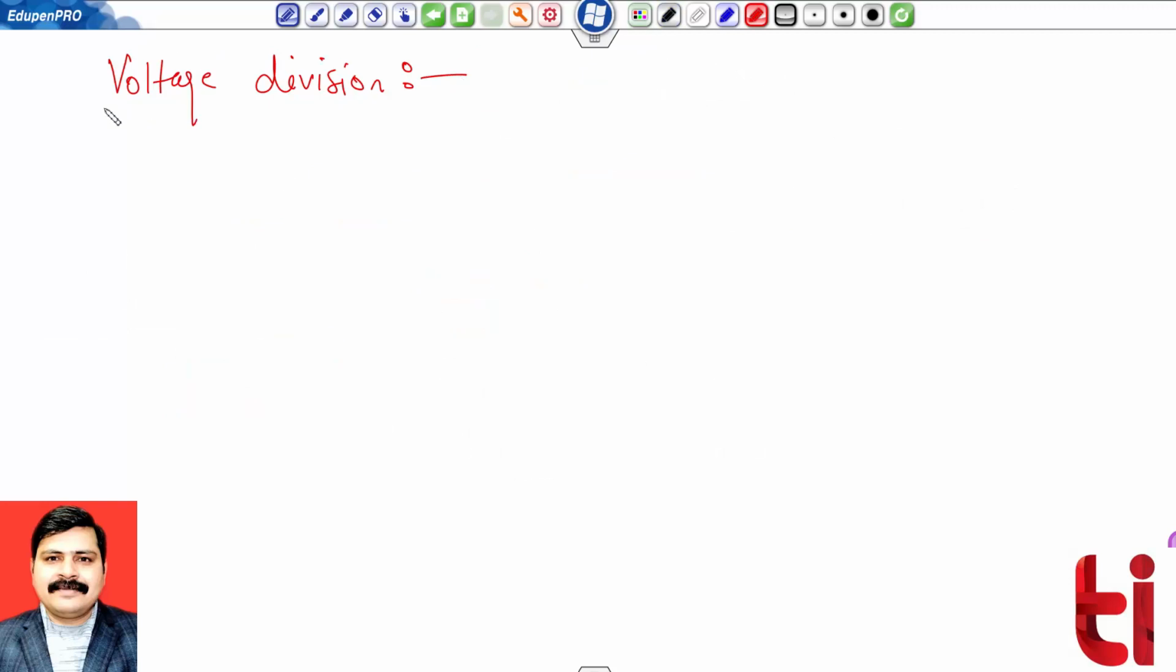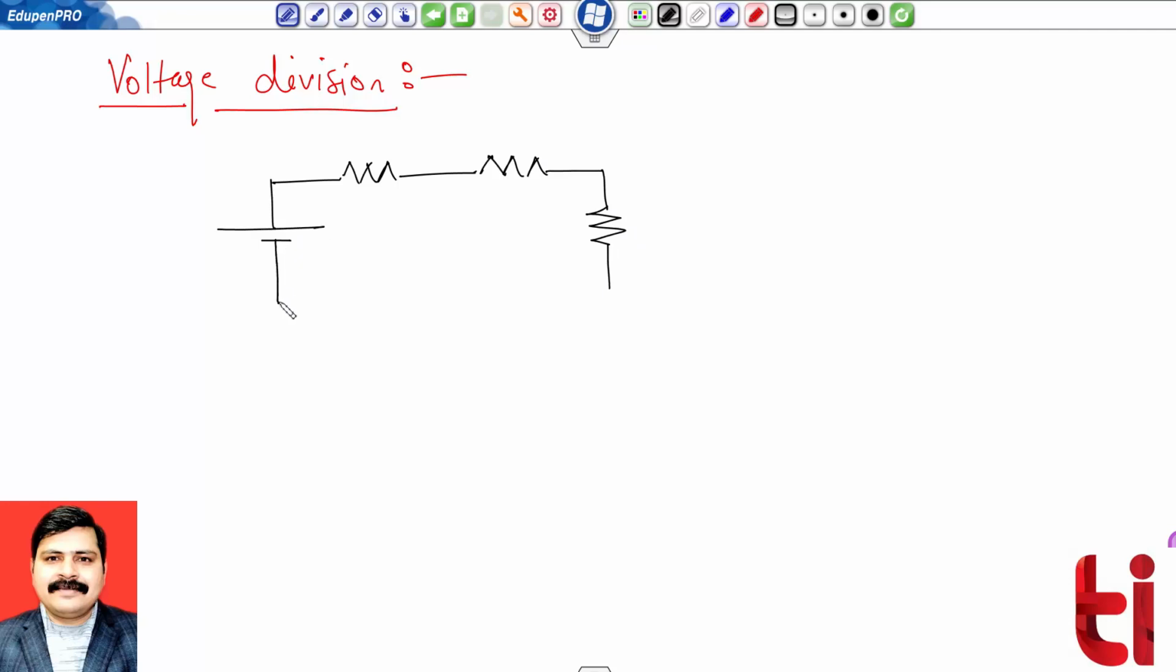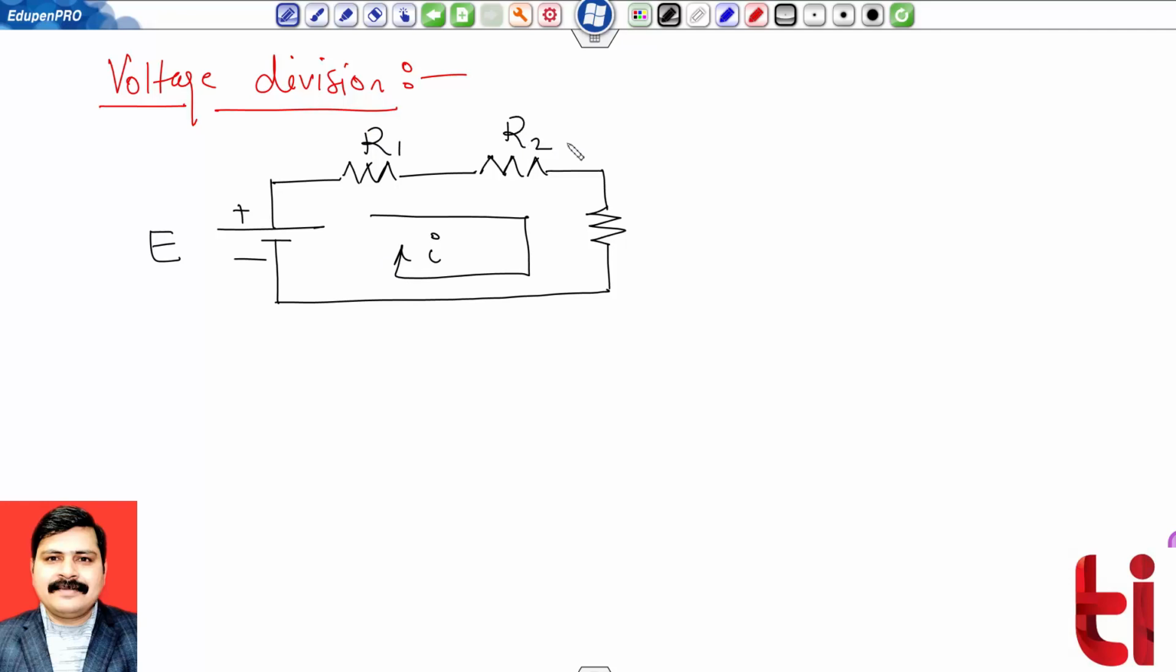Let me see first voltage division, then on the basis of this we will find the voltage division rule. For simplicity, I am considering the same circuit which we used in the KVL. We have used three resistances over there, with the external supply E, the flow of current I, and resistances R1, R2 and R3.